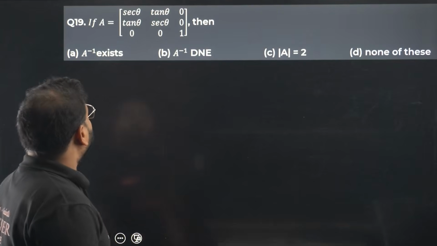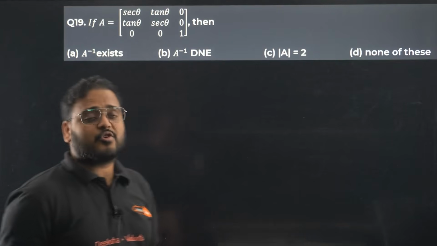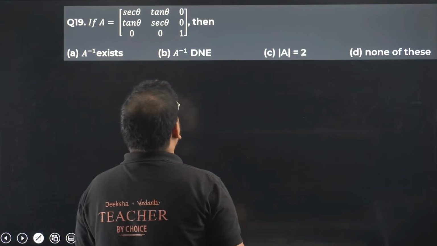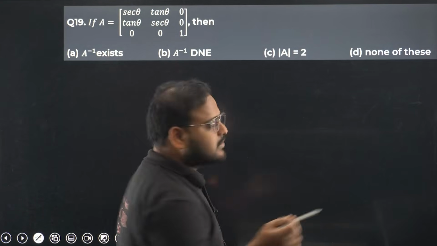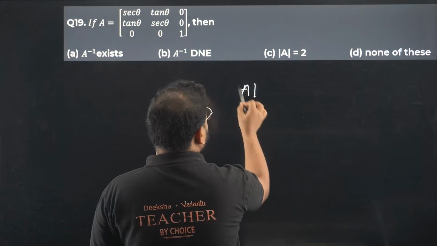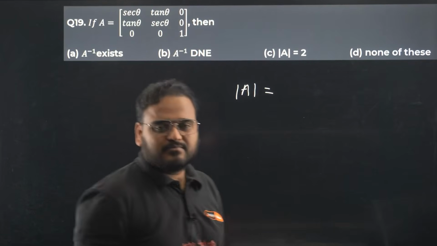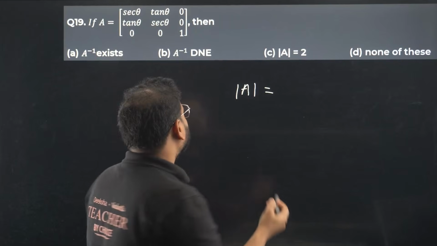If A value is given like this, a matrix of 3 cross 3 order, what are they asking? Correct option. Please check. Inverse exists or not. For that, what we have to do? Simply find the determinant. Check for the singularity. What I get? Again, we expand across the third column. There are 0, 0, 0. That's why. So you get what?